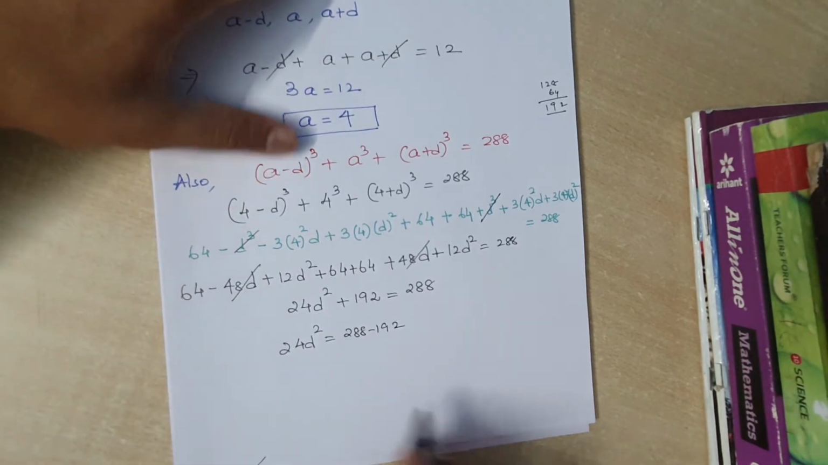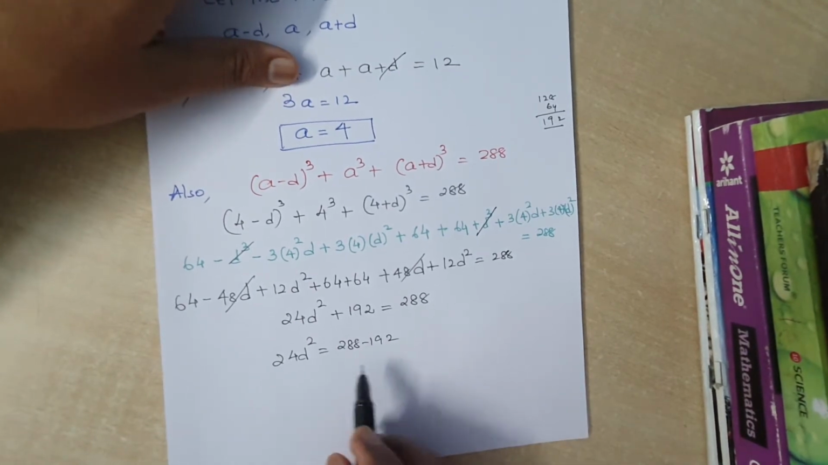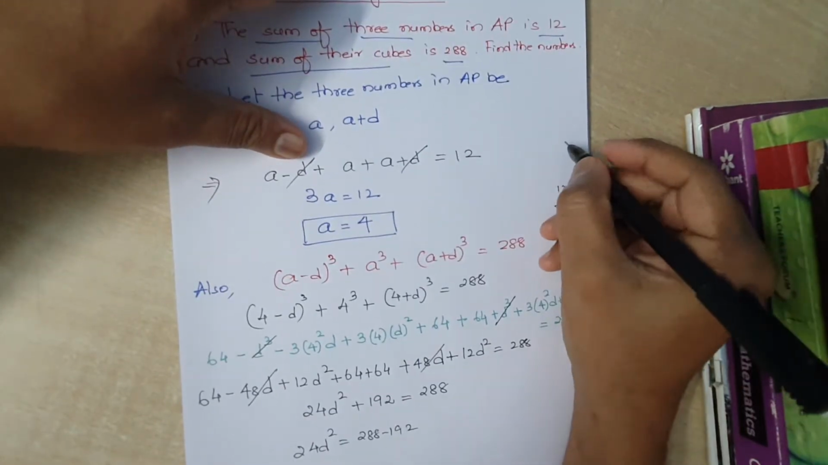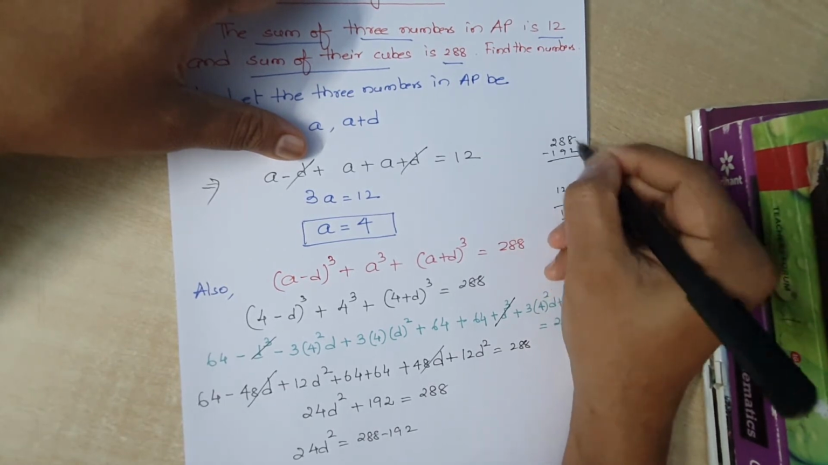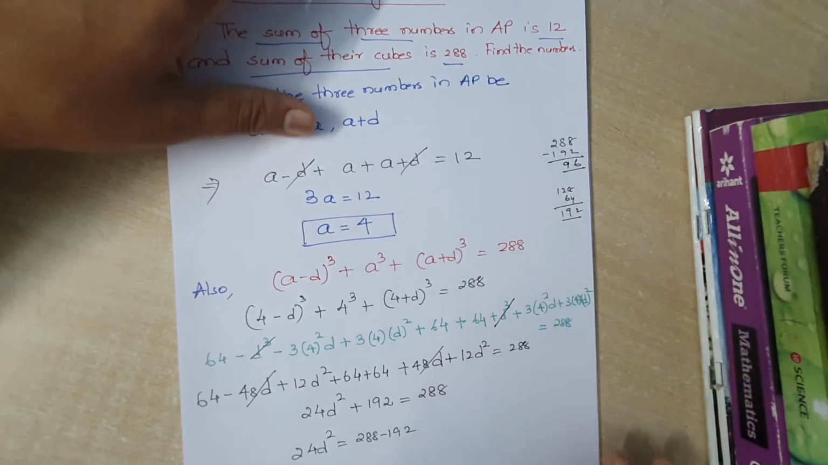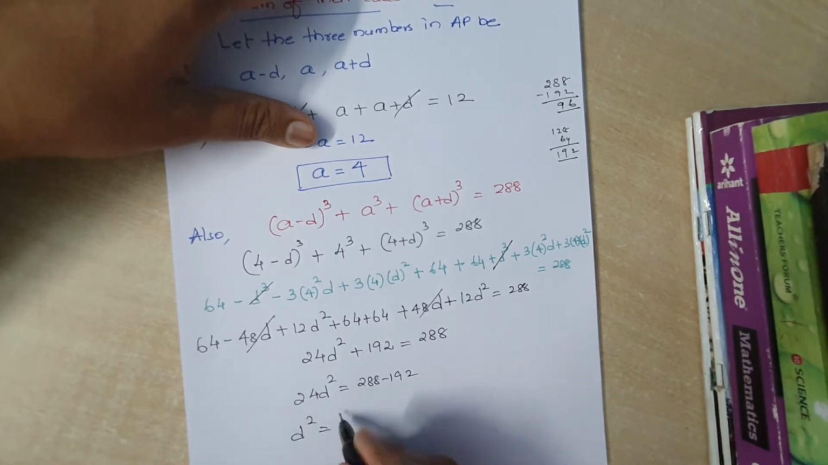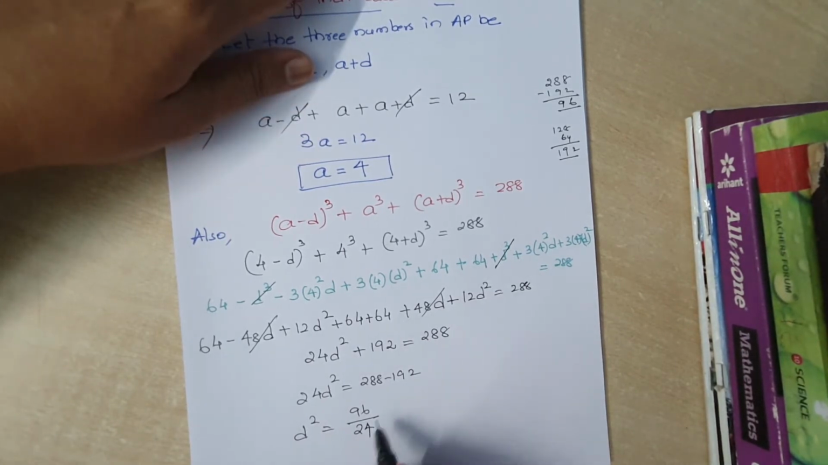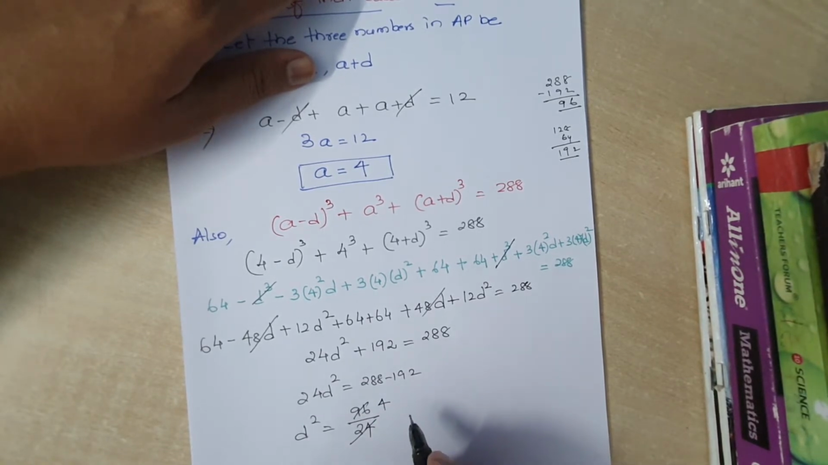And here, after subtracting, what do we get? Again, if you don't know, just do it. What is it? 288 minus 192. 8 minus 2, 6. 18 minus 9, 9. 96. So d square is equal to 96 by 24. So 4. 24 times 4 is 96.